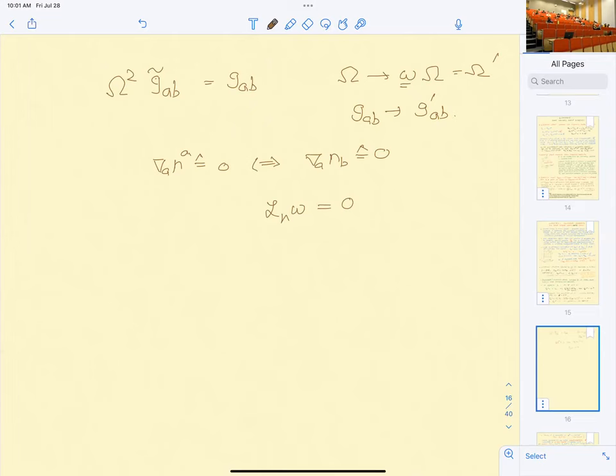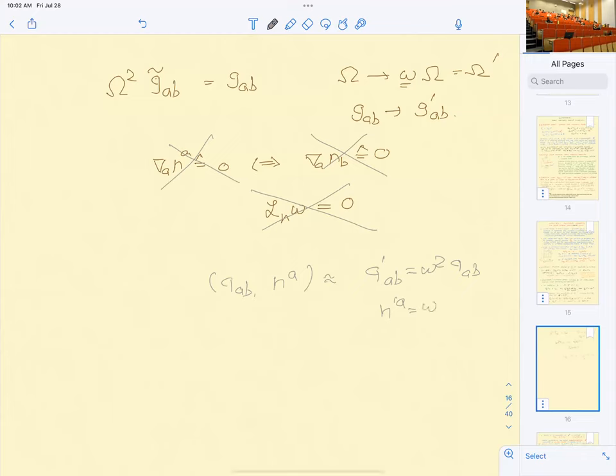If I had not put this condition, then little omega would be completely arbitrary. So then in that case, I would just have to say that I have q ab and n^a going to q prime ab equal to omega squared q ab, and n prime a equal to omega to the minus one n a, where this omega is arbitrary.